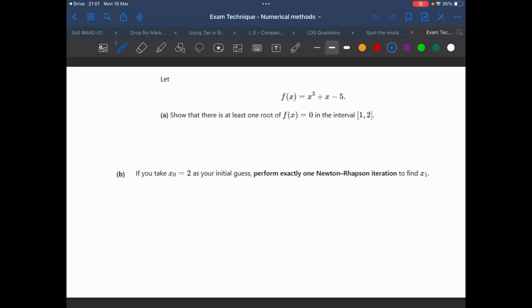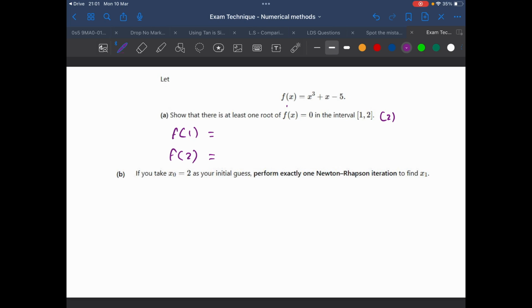We're going to look at exam technique in this video with questions that look like the one below. So we've got our function, it's a cubic here, and it says show that there is at least one root in the interval of 1 to 2. So when we see something like this, what we've got to do is evaluate f of 1, evaluate f of 2, and then there is a precise conclusion that we need to say, which will give us typically 2 marks.